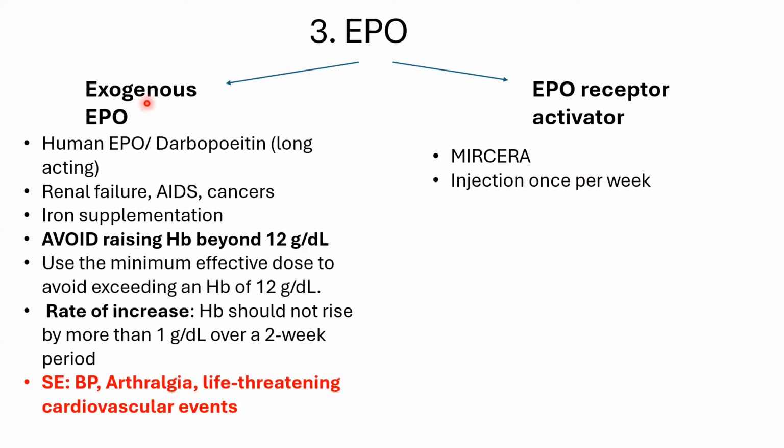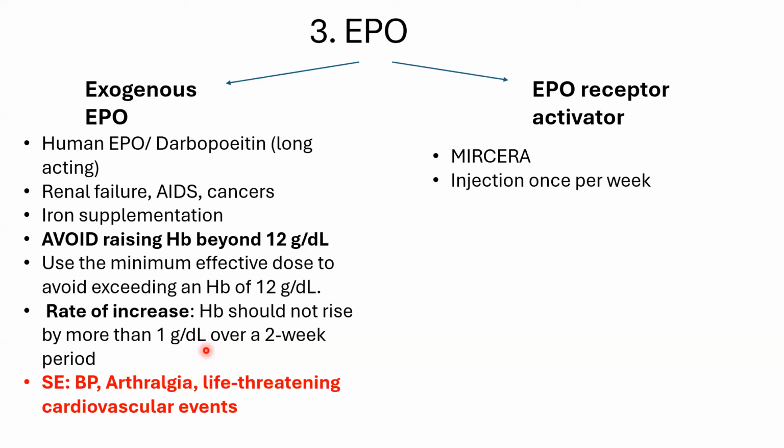Now, what you really need to know from this, high yield, is that you need to make sure you're not increasing the hemoglobin by more than 1 gram per deciliter over 2 weeks. So each 2 weeks, you should only expect the hemoglobin to go up by one. If it's going up more than that, it's too quick or it's too much.